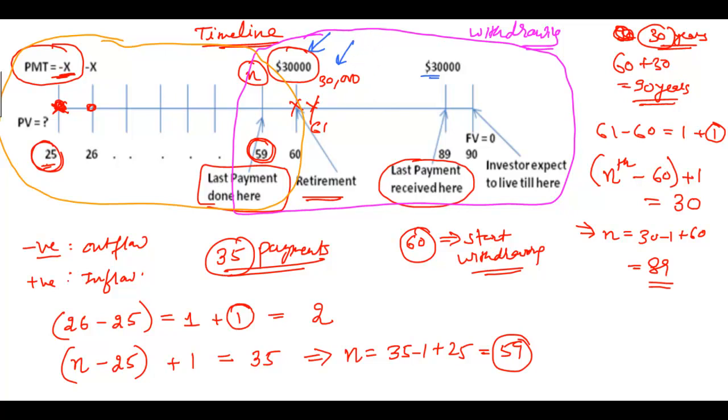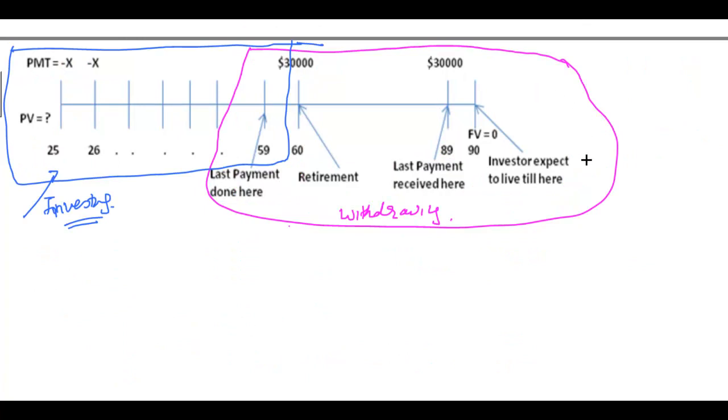Okay, now using your financial calculator, what you can do is find out the present value of this part. Now you have to understand where the present value will come. So now we have the same timeline, and we have divided it into two parts, like withdrawing phase and investing phase. When you are looking at the withdrawing phase, here you are receiving this $30,000.